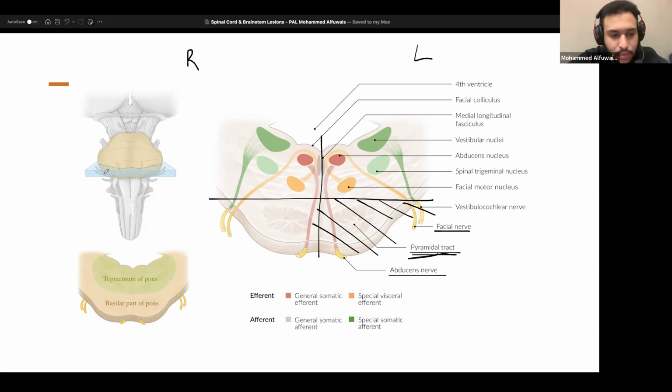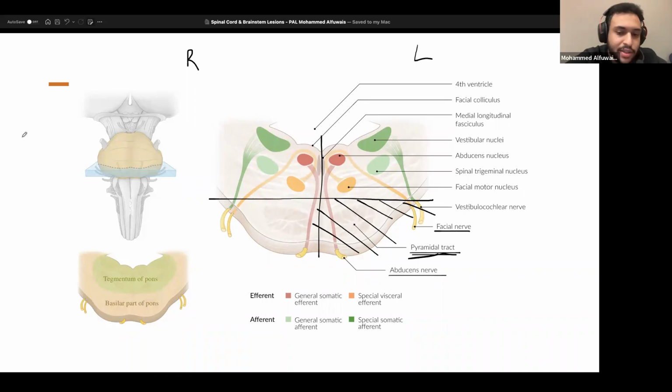Loud, hyperacusis. Okay, good, because of the stapedius muscle. The other thing is the taste sensation from the anterior two-thirds of the tongue, through the chorda tympani branch. So these are the findings that you might see with the patient with this type of lesion in the pons.